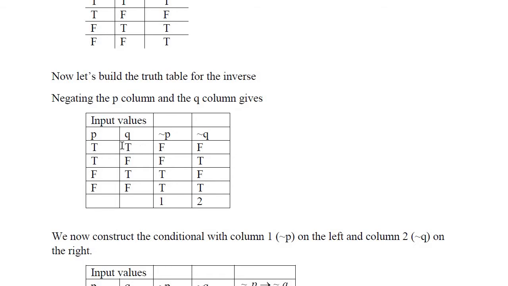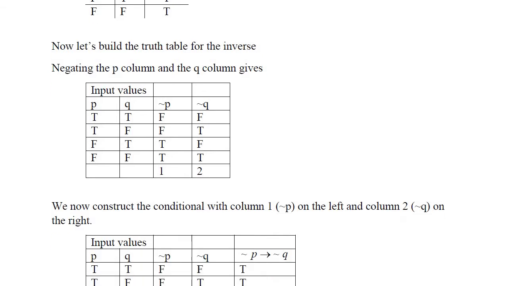Doing the same thing for Q. When Q is true, negating that, it becomes a false. When Q is false, negating that, it becomes a true. When Q is true, negating that, it becomes a false. And when Q is false, negating that, it becomes a true.